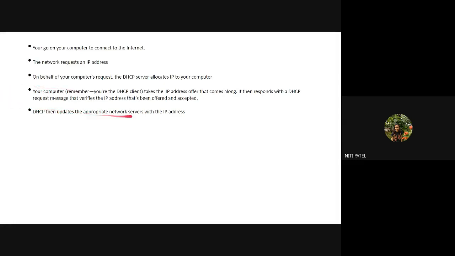The DHCP then updates the appropriate network server with an IP address. So if the IP address has been accepted by the client, the entry of that particular IP address is made at the server end so that the server does not use the same IP address for another machine. Whatever request is made, whatever IP address is given, and once the IP address has been accepted, all those details are maintained at the DHCP server end. Why is it maintained? So that there is no reuse of the same IP address until it is dropped by the currently using system.